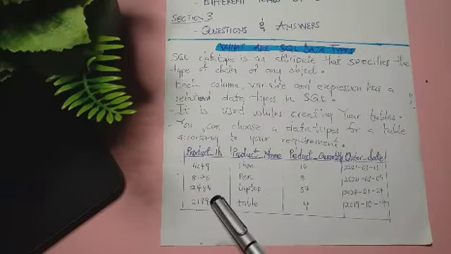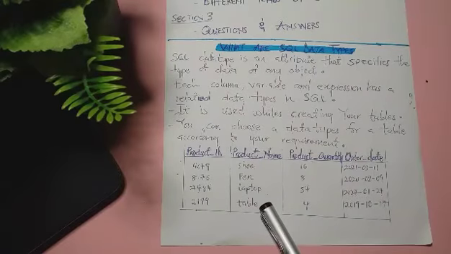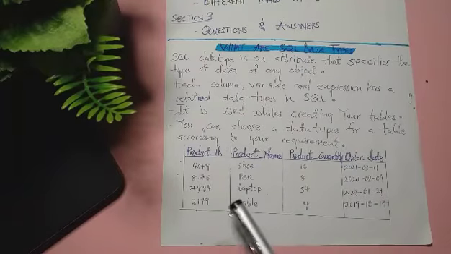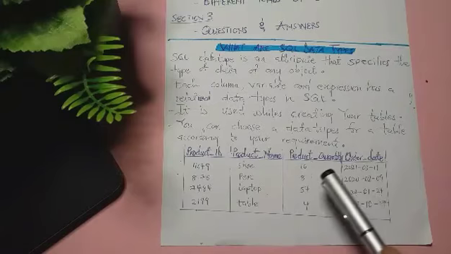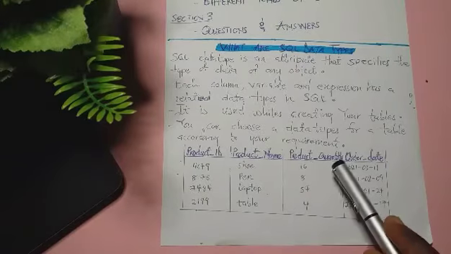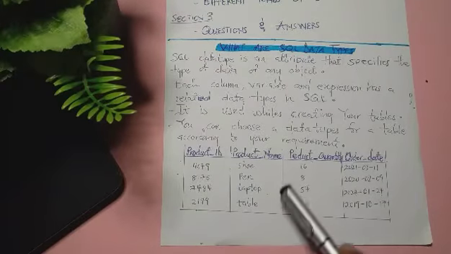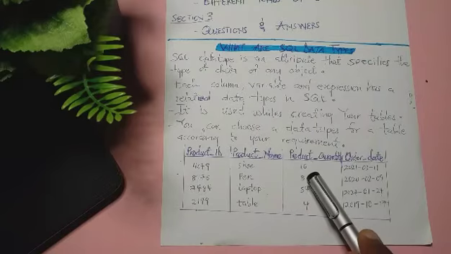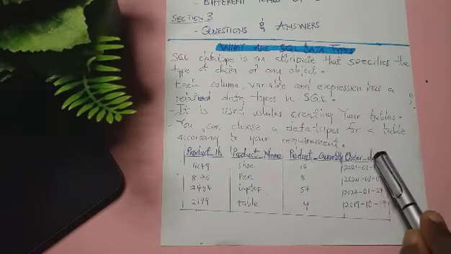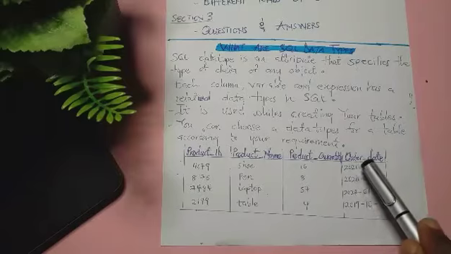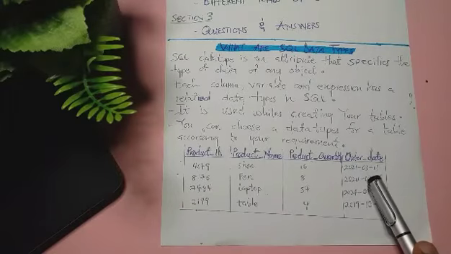And the product name has a data type of characters, which means it only accepts characters and nothing more. It doesn't accept integers. And product quantity also has an int data type, meaning integer. And the order date has a data type of date time.